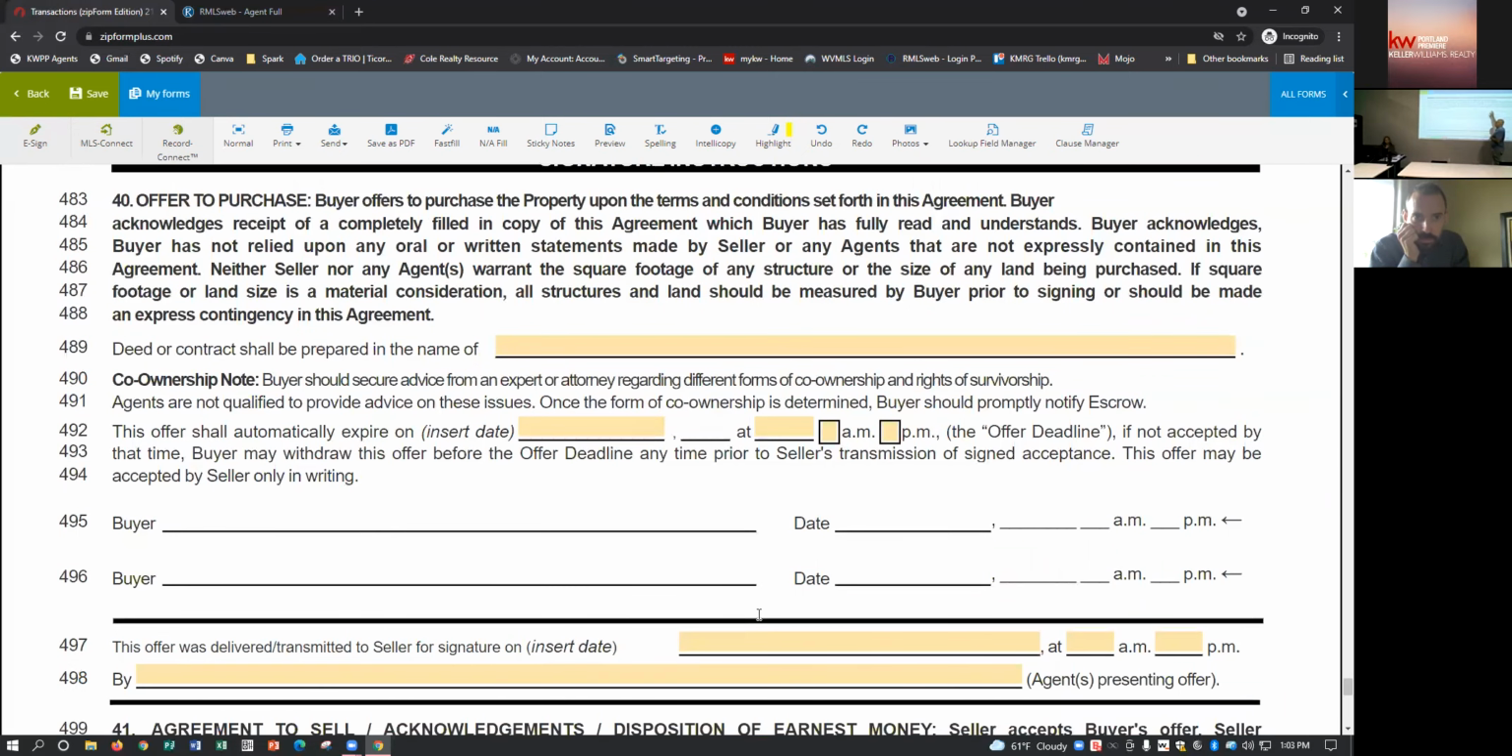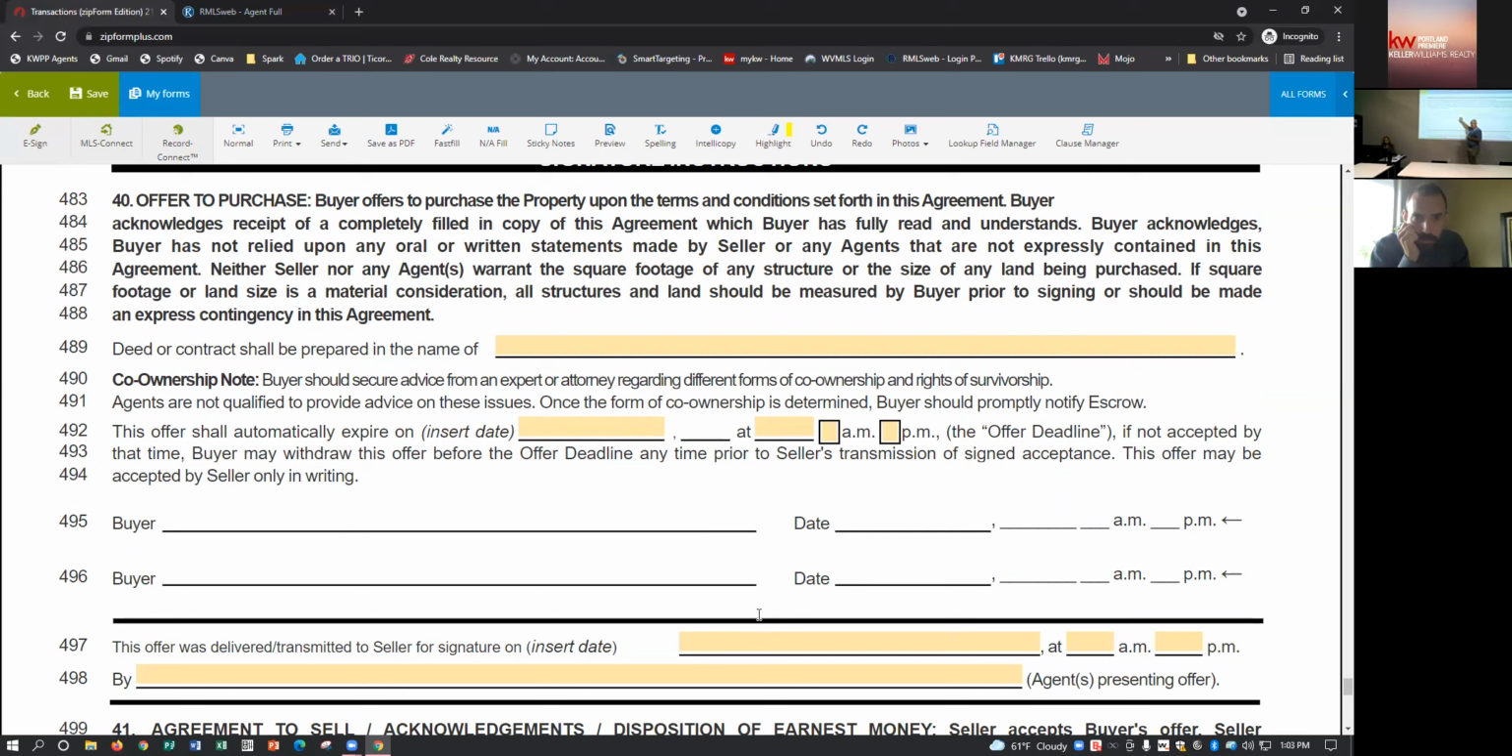So here, this is the name of your clients. This is how they want to take title of the property. If they're taking title in a trust, or if it's a company that's purchasing it, they would be listed right here. Otherwise, it's just your client's names as they like it to appear on the title. This is the date that the offer expires.